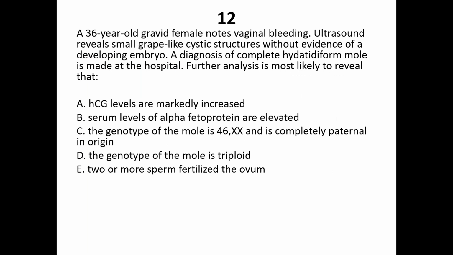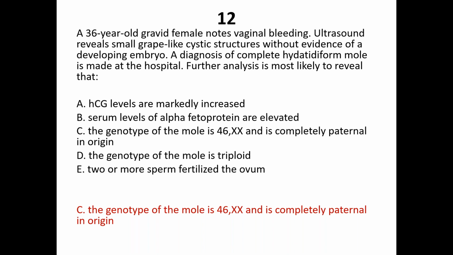A 36-year-old gravid female notes vaginal bleeding. Ultrasound reveals small grape-like cystic structures without evidence of developing embryo. Diagnosis of complete hydatidiform mole is made at the hospital. Further analysis is most likely to reveal that HCG levels are markedly raised, serum levels of alpha-fetoprotein are elevated, genotype is 46XX and is completely paternal in origin. Genotype of mole is triploid or 2 or more sperm fertilized the ovum. So that is the correct answer. Genotype of the mole is 46XX and is paternal origin.